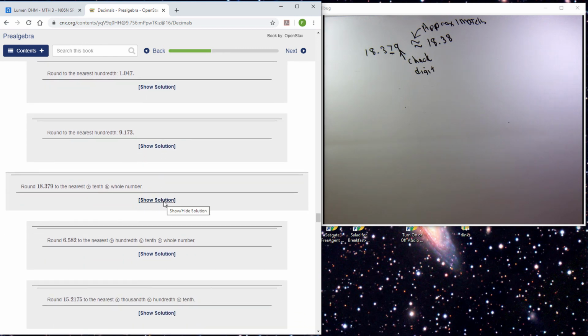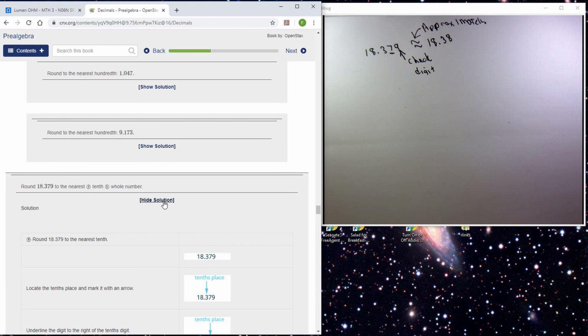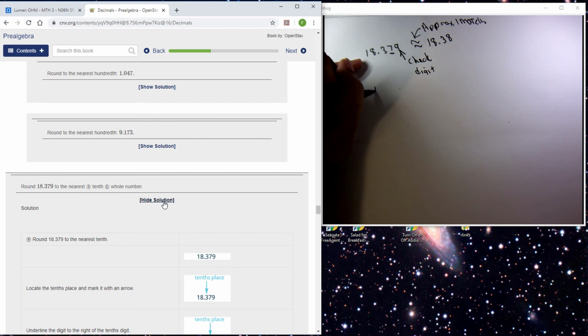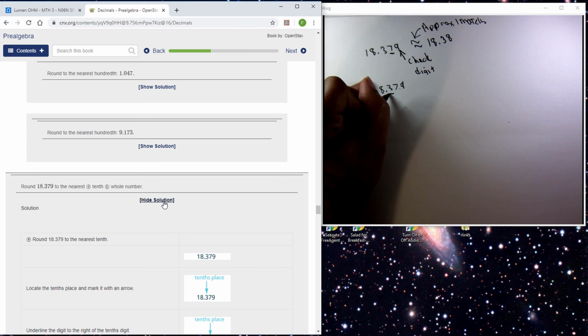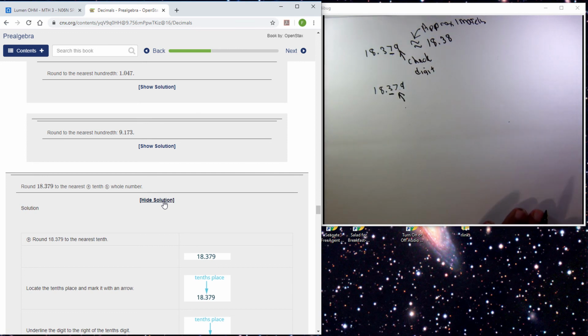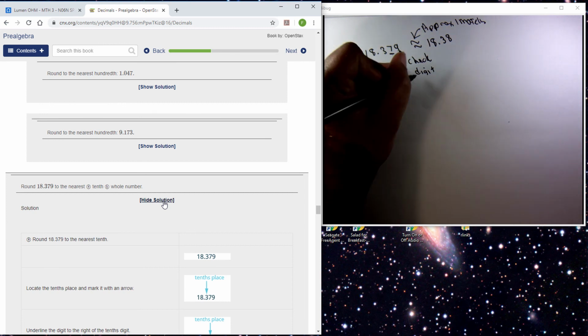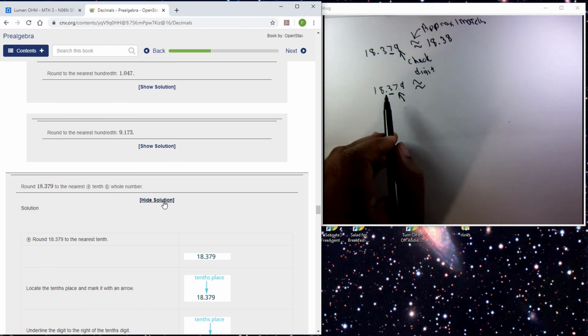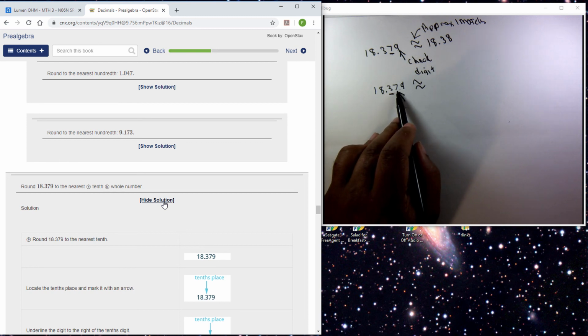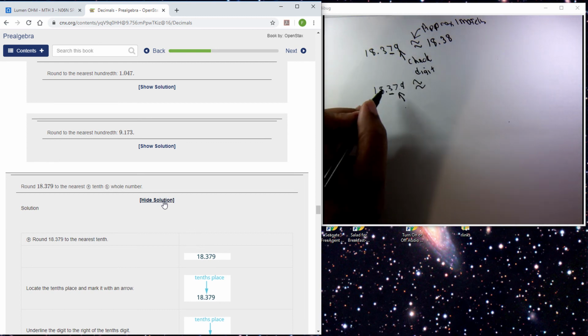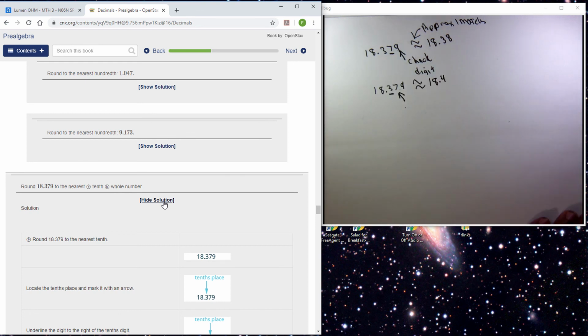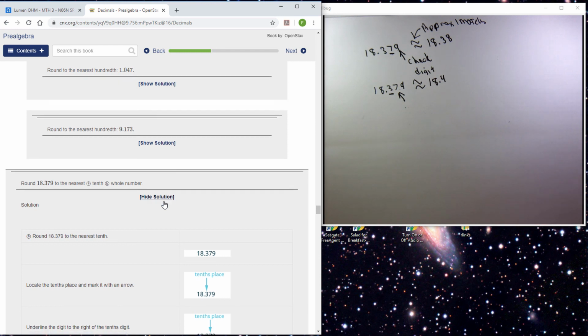Now let's look at another one here. Now they ask us to round it to the nearest tenth, and then round it to the nearest whole number. So for the nearest tenth, underline my tenths place, and look at my check digit, it's one place after, and that tells me whether I'm going to round it up or down. So in this case it's 5 or greater, so I'll round it up. So when rounding to the nearest tenth, 18.37 is closer to 18.40. So we have an 18.4 rounded to the nearest tenth.